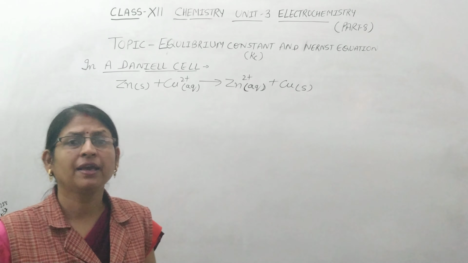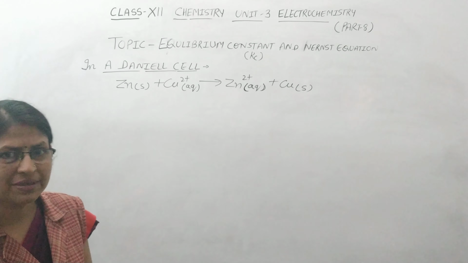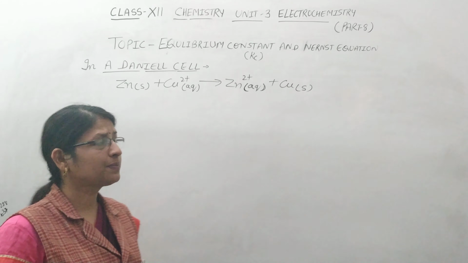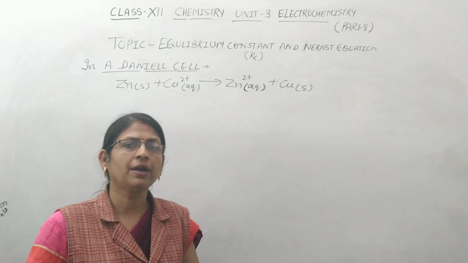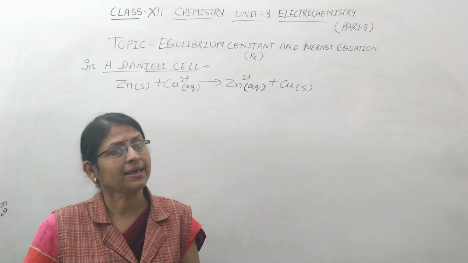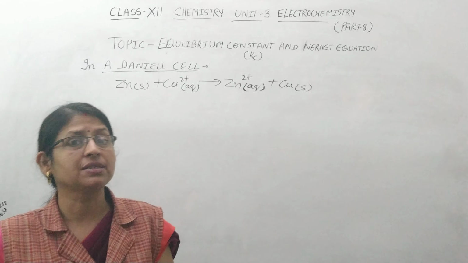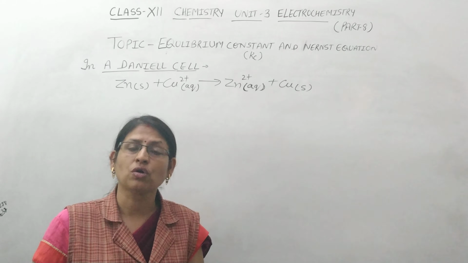Students, we are explaining here your unit 3, electrochemistry. In this video I explain equilibrium constant and the Nernst equation. Equilibrium constant is denoted by Kc. In 11th class we studied about equilibrium constant.